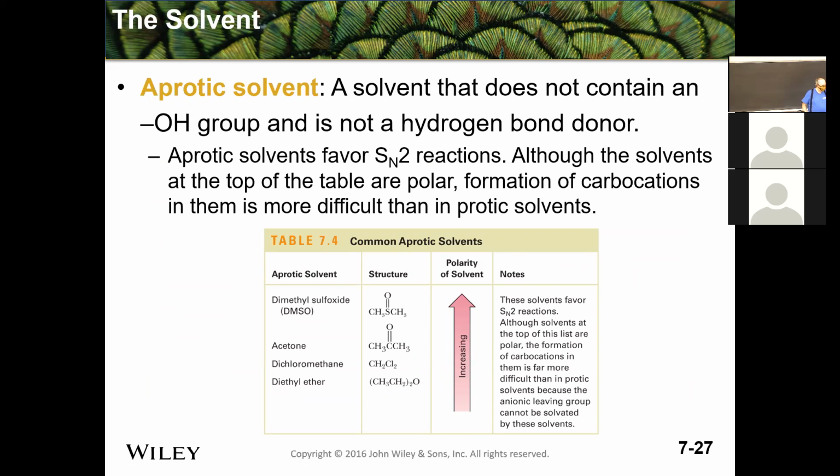Aprotic solvents are better for SN2. Okay, these will solvate cations but not anions. And so the anions are not bound by solvent molecules, and so they can more freely attack. We can do many SN2 reactions in a protic solvent, but typically they're going to undergo reactions faster in an aprotic solvent. Okay, these are examples of aprotic solvents: dimethyl sulfoxide or DMSO, acetone, dichloromethane, ether.